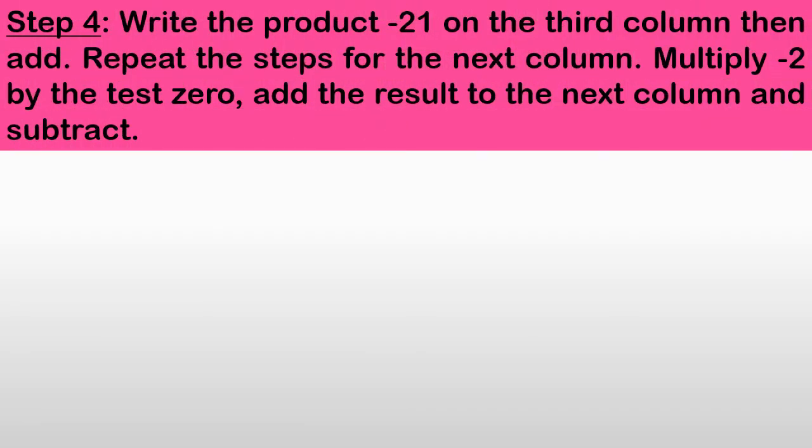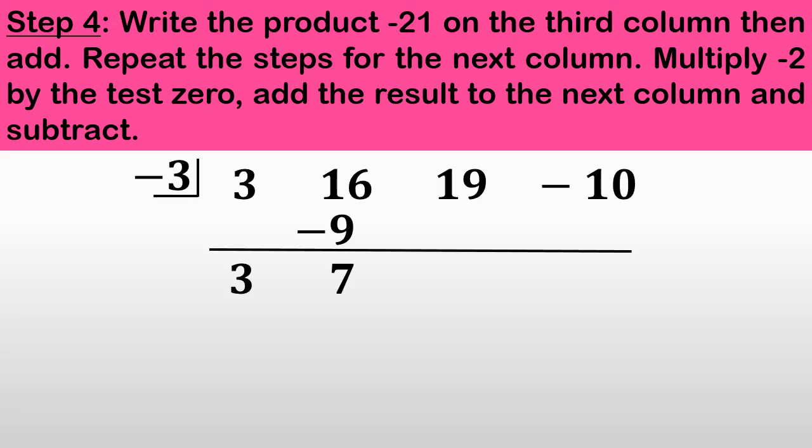Step 4. Write the product negative 21 on the third column, then add. Now, copy the solution and multiply the result to the test 0. 7 times negative 3 is negative 21. Put it to the third column and then let's add. Since ang ating 21 ay negative, so we need to subtract 19 minus 21. The answer is negative 2. Since ang negative ay nasa mas mataas, which is 21, kaya ang naging result ay negative 2.